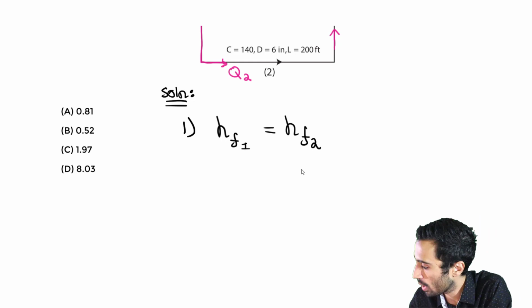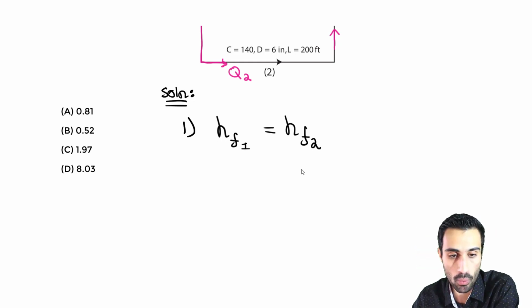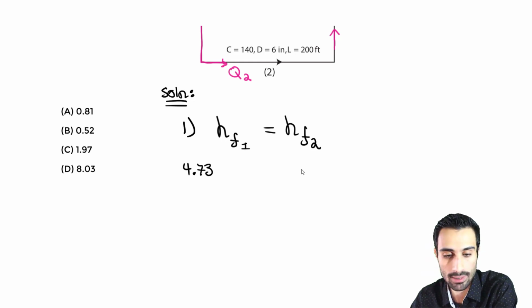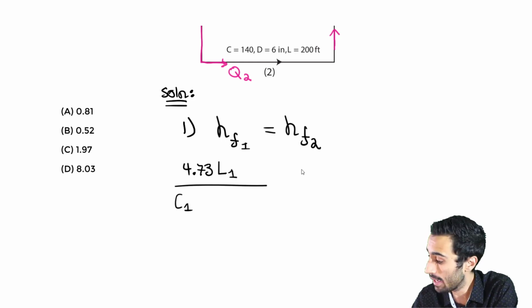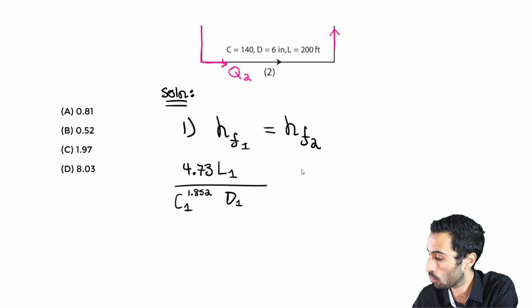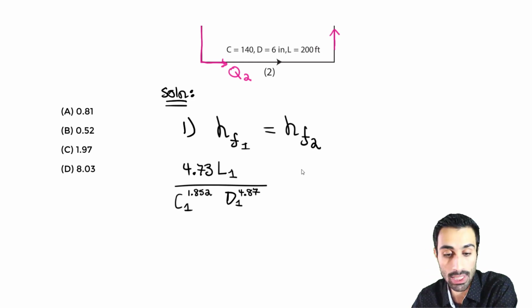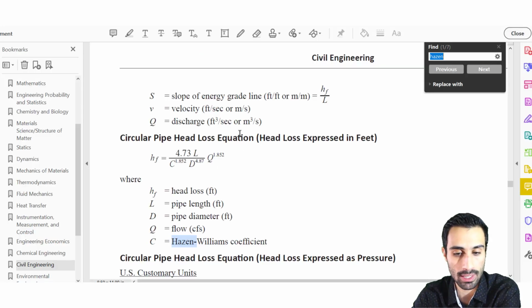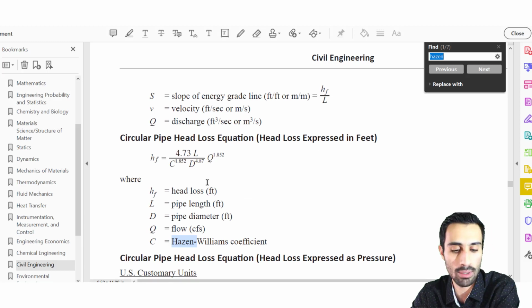What we're going to say, how I have it in my solution, is 4.73 is going to be the first number. We take that times L1. We divide by the C value C1, the Hazen-Williams coefficient, and we raise that to the power of 1.852. So that's going to be that. Then we take D1 raised to the power of 4.87. And now we take all of that. Note, when we go back here, it says times the Q value. The Q value for pipe 1, pipeline 1.